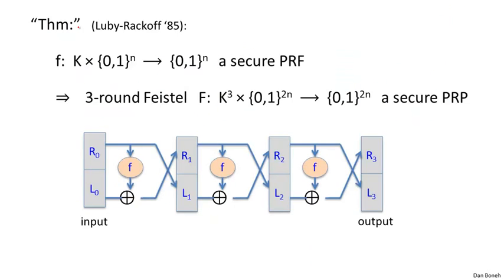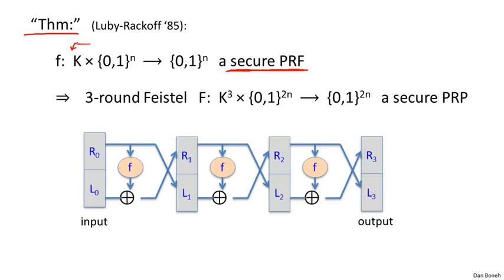So now that we know what Feistel networks are, let me mention an important theorem about the theory of Feistel networks that shows why they're a good idea. This theorem is due to Luby and Rackoff back in 1985, and it says the following. Suppose I have a function that is a secure pseudo-random function, so it's indistinguishable from random, and happens to act on n bits. So it maps n bits to n bits and uses a key k.